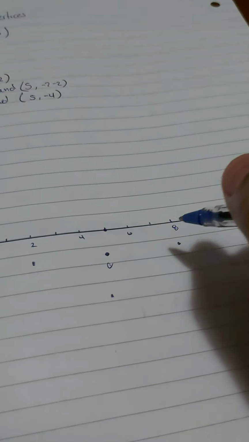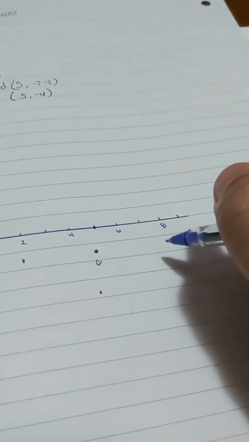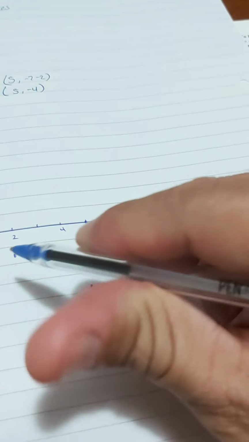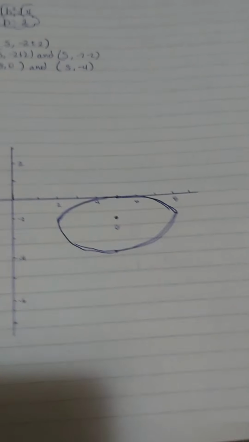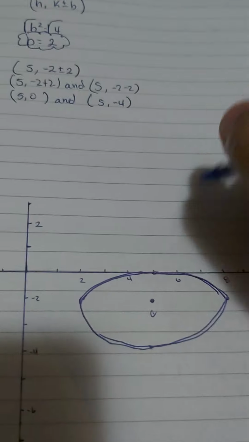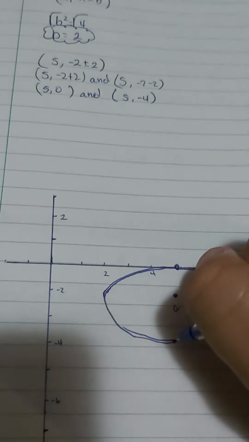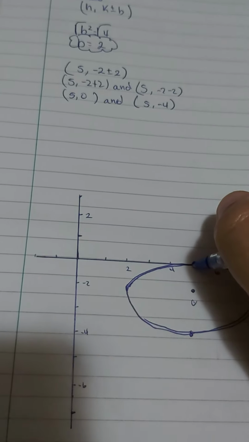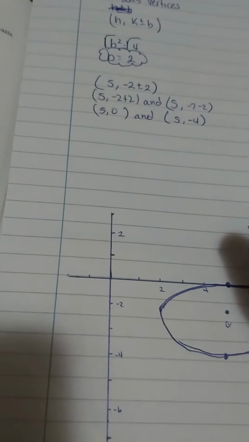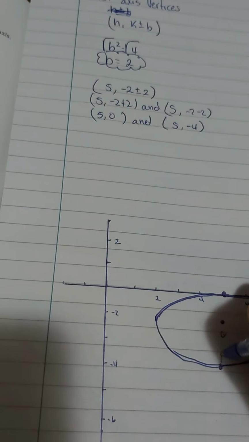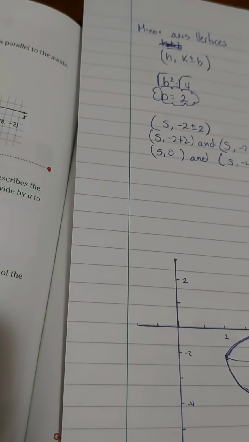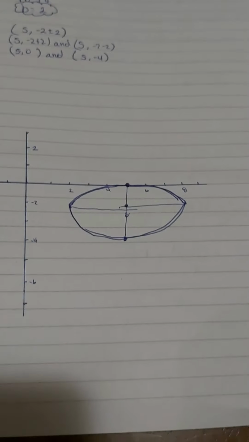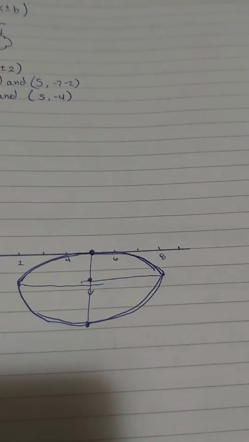I will sketch the graph. Okay, we connect the four vertices with smooth curves, and this is what we get. And this will be our sketch. This would be our minor axis. This would be our major axis, sorry. Right? And that would be the sketch of our ellipse.